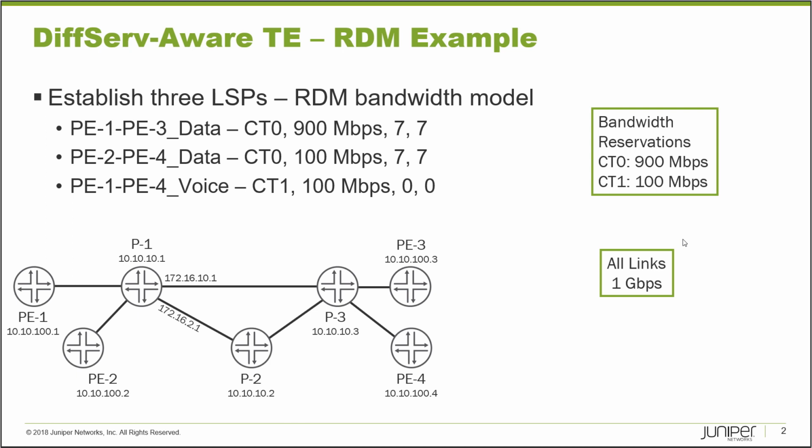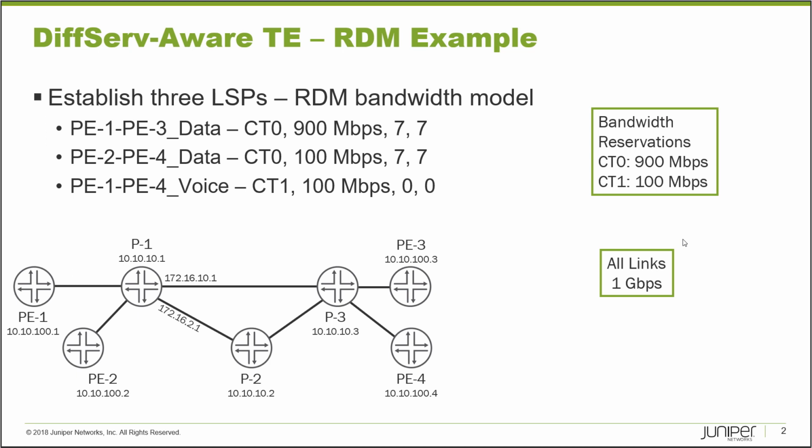With this, we want to establish 3 different LSPs using the Russian doll bandwidth model, so RDM. The first LSP is going to be a data LSP that goes from PE1 to PE3, and it's going to be mapped to CT0, class type 0. It's going to need 900 megabits per second, and the setup and hold priority is going to be 7 and 7. The next LSP is also a data LSP that is going to run from PE2 to PE4. Again, CT0 is what it's going to need, and it's going to need 100 megabits per second with a setup and hold priority of 7 and 7.